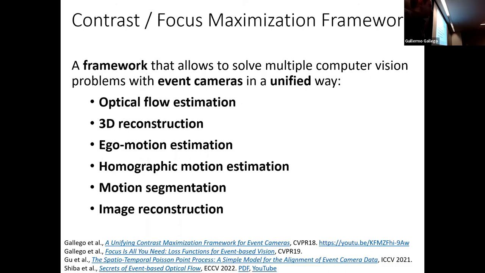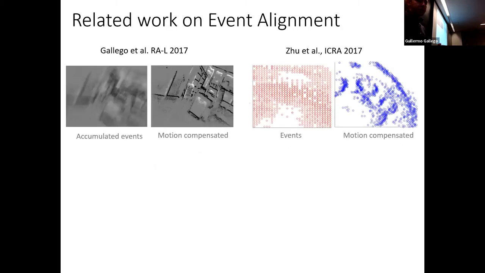But I want to talk about this framework that I've been working on the last years called contrast maximization. It also goes by other names like event alignment or motion compensation. I think it's a nice framework to process the event data because it can be applied not just to one problem, but to many different problems in a unified way. This is a list of the problems, and I will not go into all of them. Let me just present at the beginning the idea of this framework and then how we can apply it to two different problems, stereo and optical flow estimation.